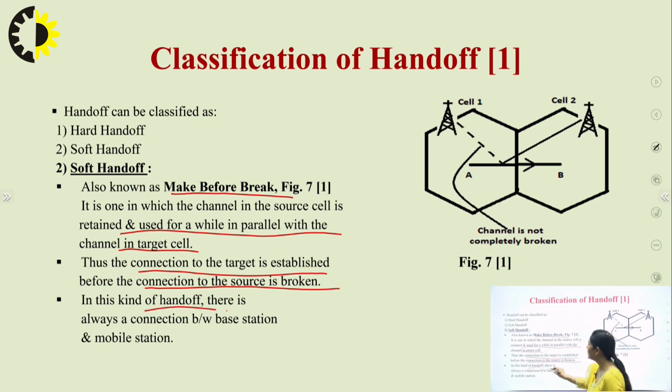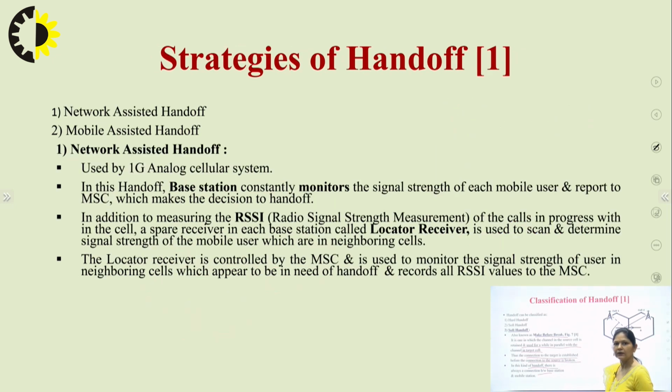In this kind of handoff, there is always a connection between the base station and the mobile station. That can be either with cell 1 or with cell 2. There will always be a connection, and only then will the handoff occur.